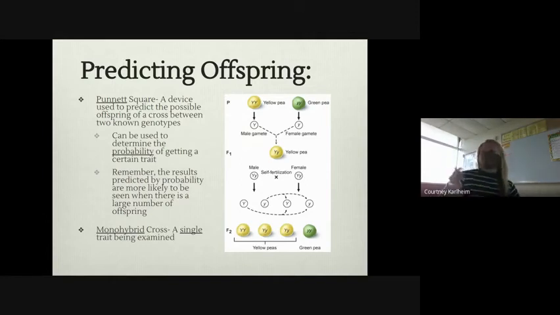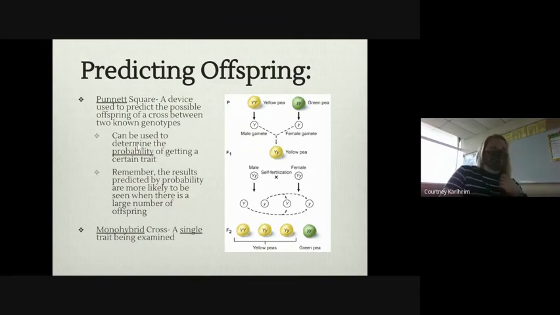But a Punnett square is basically just a device or a square. You guys might have used it before. It's used to predict or figure out the possible offspring of a cross between two known genotypes. So if we know the parents' alleles, so in here we know that the yellow one was two uppercase Y's and the green one was two lowercase y's, we could make a Punnett square to figure out what all of the offspring would look like.